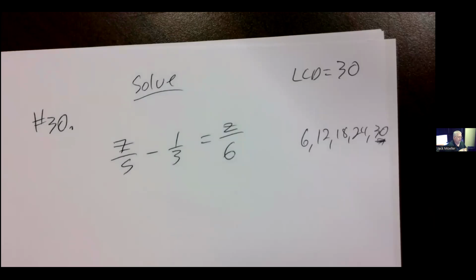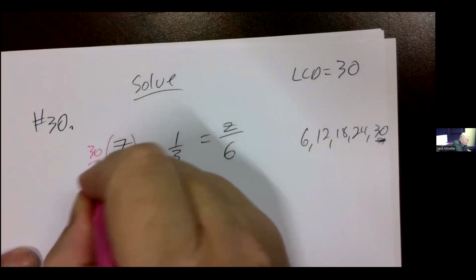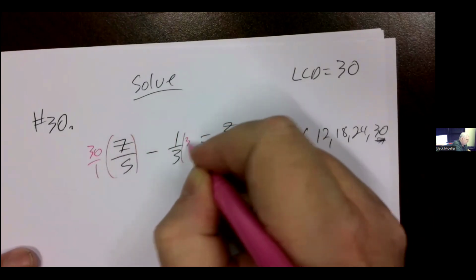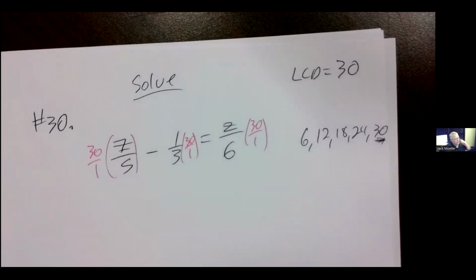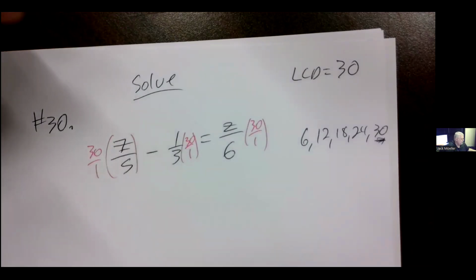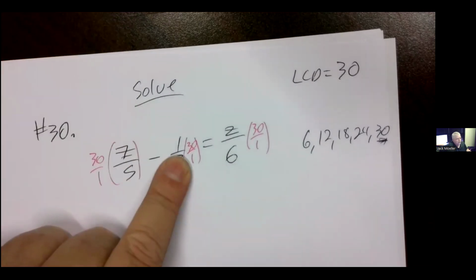So what do we do with that 30? We're going to multiply every single term by 30, and since they're all fractions, by 30 over 1. Don't forget, if you have a whole number, it still has to be multiplied by the LCD. I think for a lot of students, it helps to put that 1 over 1, so that way everything's a fraction and you're multiplying everything by the LCD.